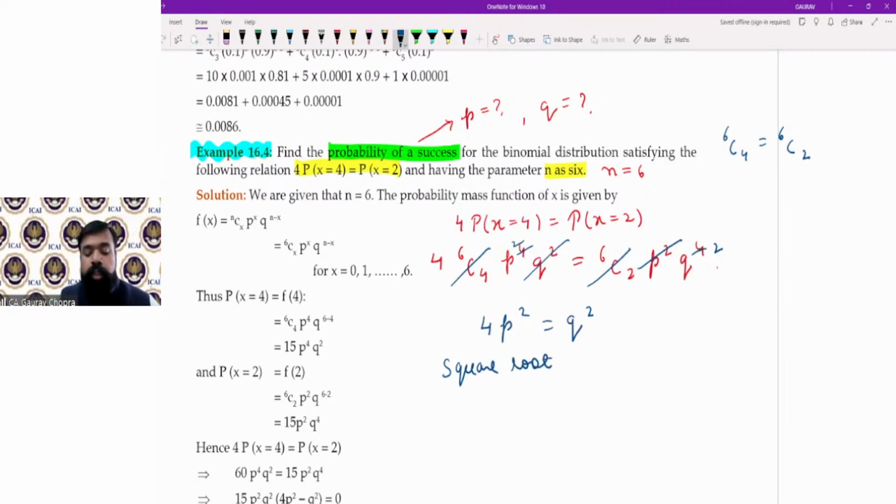Square root on both the sides. So square root of 4 is 2. P square is P. Q square is Q. Okay. So we have done till here.